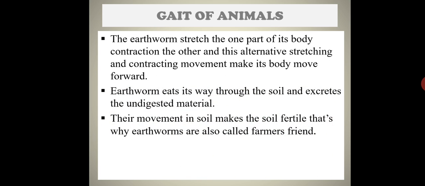The earthworm eats its way through the soil and extracts undigested material. They are also called the farmer's friend because of their movement in the soil. So in the case of the earthworm, they do not have any bone and they only have muscles. Due to continuous contraction and relaxation of these muscles, the earthworm is able to move.